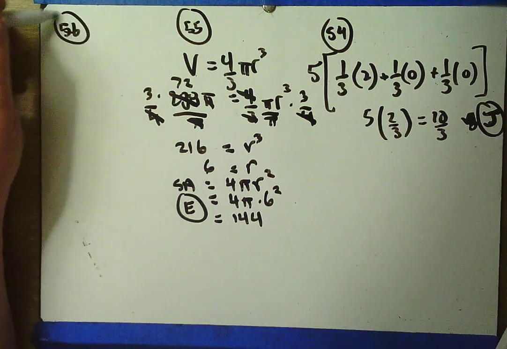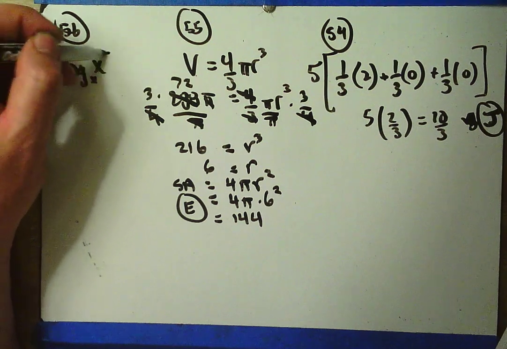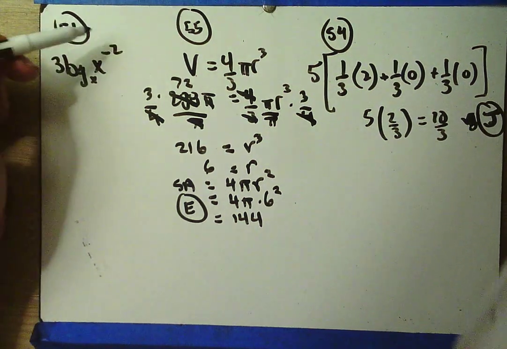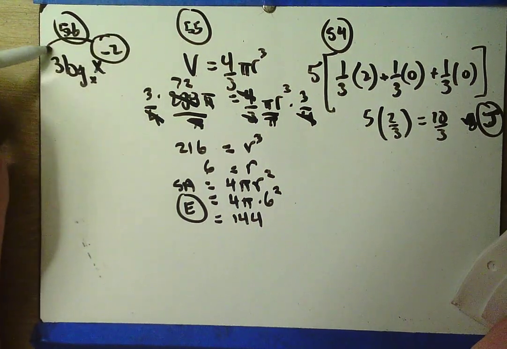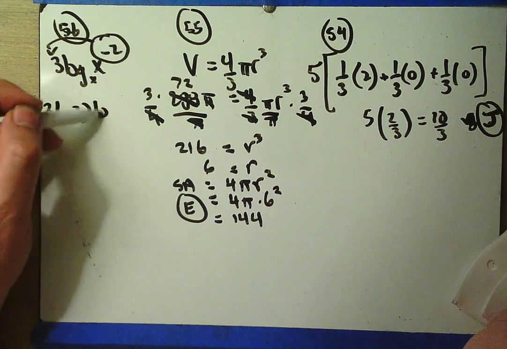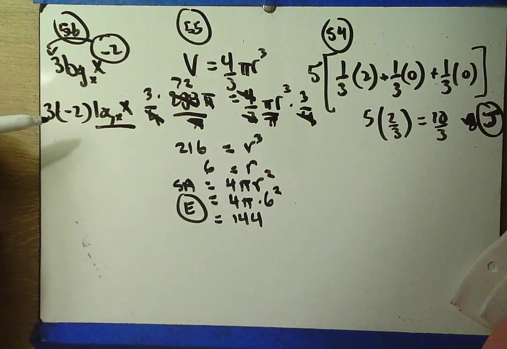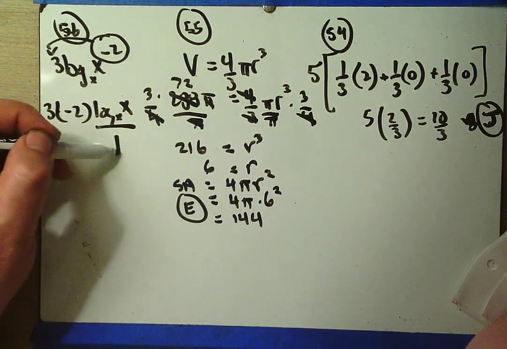56. 3 log base x of x to the negative 2. Well, I use the power rule to bring this down in front. 3 times negative 2 log base x of x. And I remember from chapter 3 that log base x of x is 1.